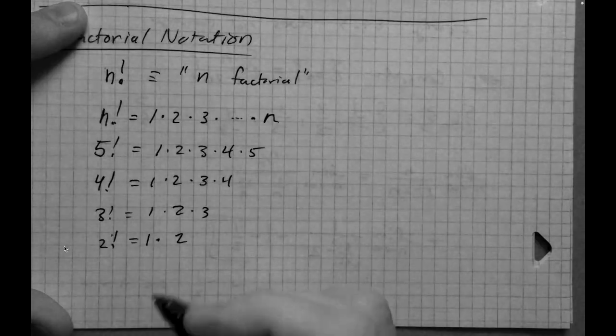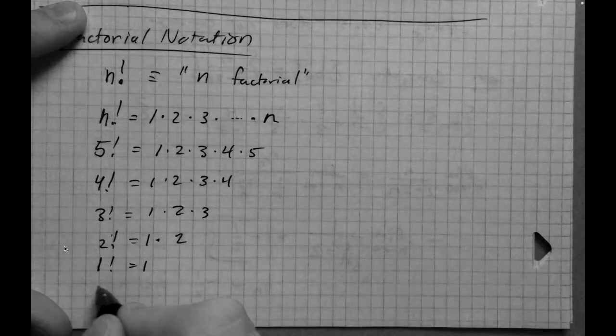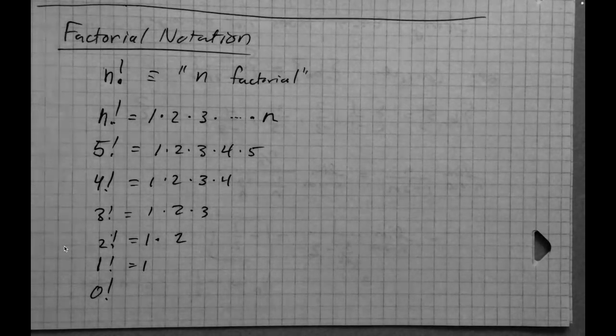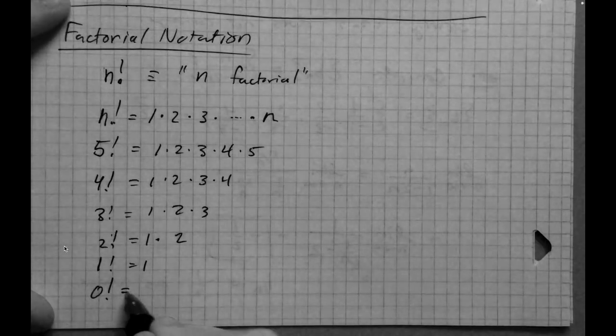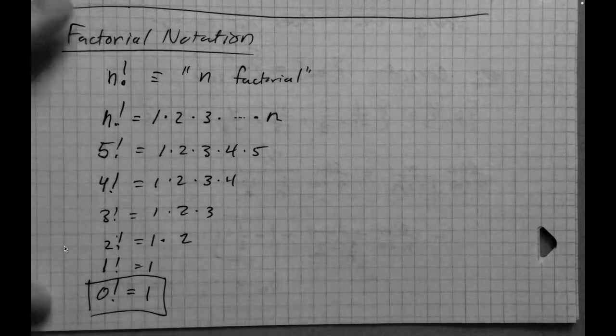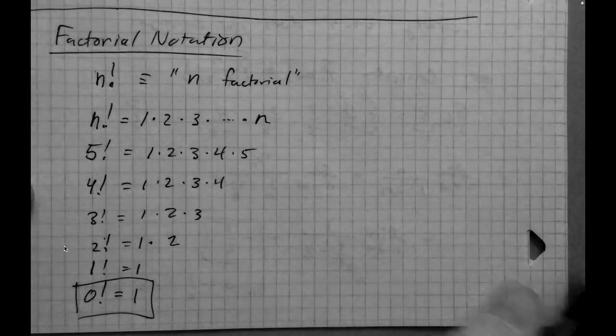1 factorial is 1. What about 0 factorial? That's the weird one. Well, 0 factorial is defined as 1, even though it's a little bit strange. It's defined as 1. Okay, so that's the factorial notation. Now we have to be a little bit careful with factorials.